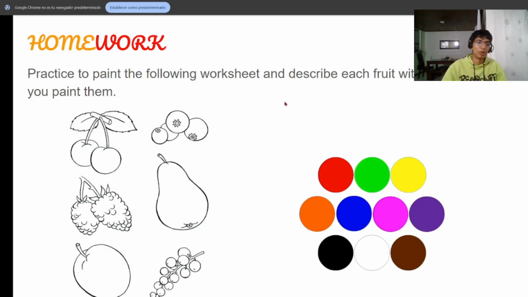Okay, that was perfect, guys. So next we have the homework. What I need you to do is paint all these fruits regarding their actual color, their color in real life, and also to describe each one of them. So for example, we have here that a cherry in this case would be red. So after you paint the cherry red, you're going to say the cherry is red. Or well, the cherries in this case, the cherries are red. Or the pear, what colors appear, and yes, you go on.